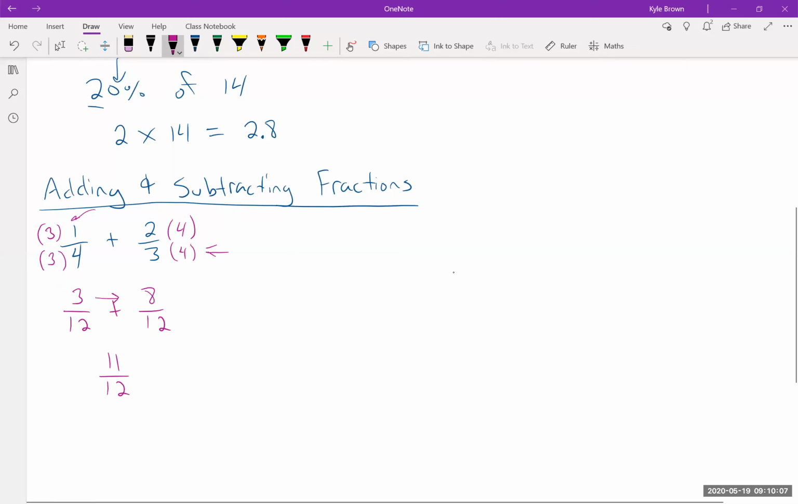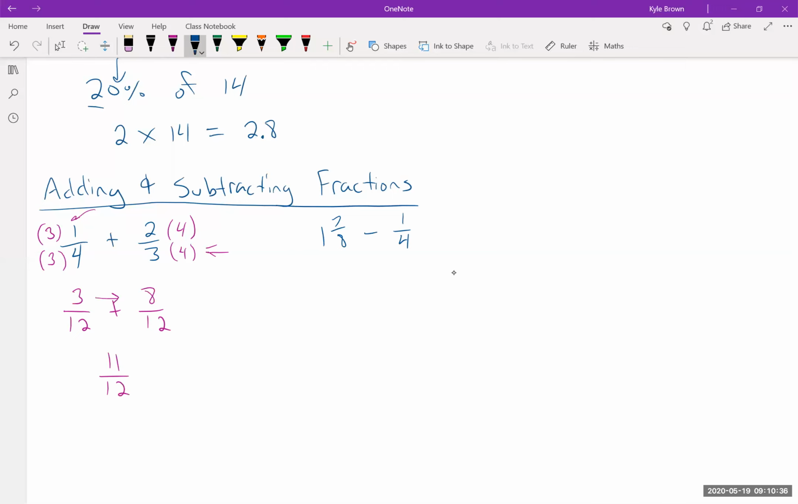Okay, let's do one. Maybe I'll throw one in like this. Let's say that we had 1 and 7/8 minus a quarter. All right, so we threw a mixed fraction in there, right?